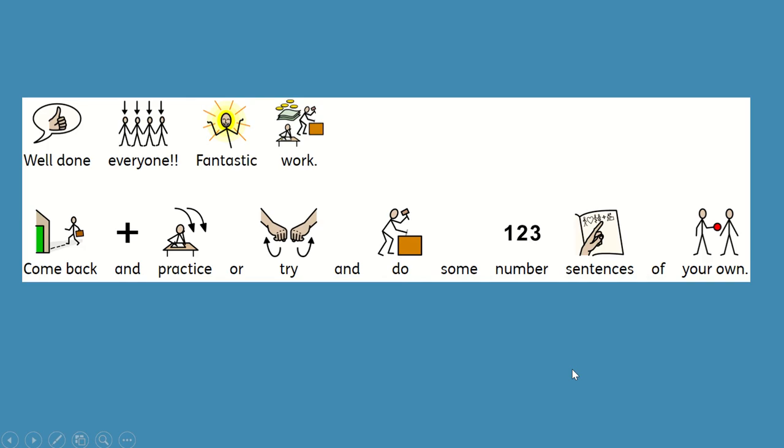So that's great work, everyone. Well done. What you could do now is you could go and try some number sentences of your own, or you could have another little look at this video, maybe tomorrow or the day after, and come and practice again. See if it helps you to remember how we can do our multiplying sentences. It's really tricky, guys, so I'm really proud of you for sticking with me and giving it a go. Well done, everyone.